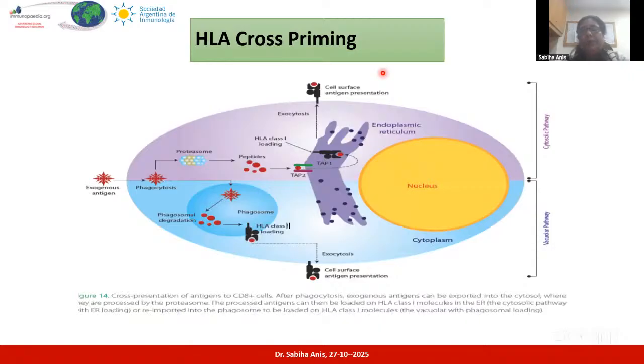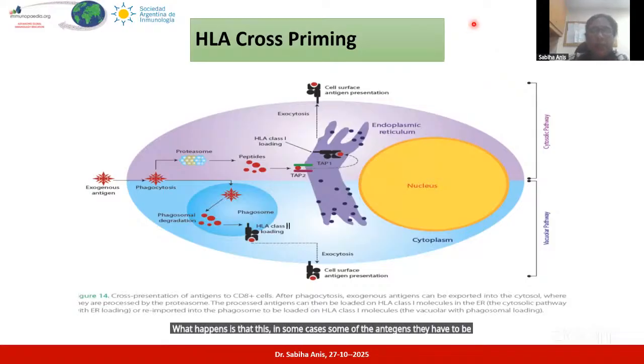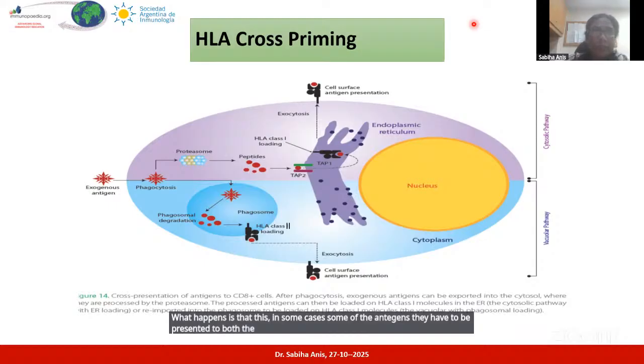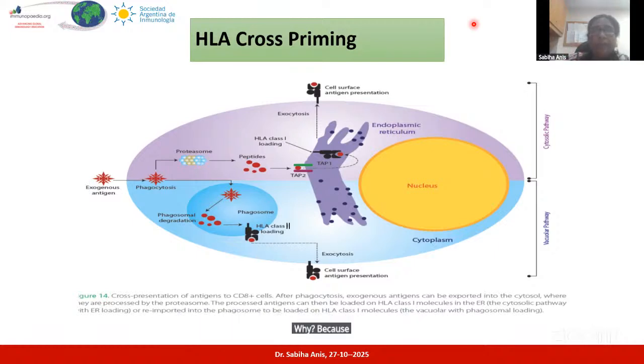Now, there's a process called cross-priming also. What happens in this? In some cases, some of the antigens have to be presented to both the CD4 and the CD8 cells, for example, some cancerous cells and some viruses. Why? Because the naive CD8 positive T cells have to have the help from the CD4 T cells to make them more effective.